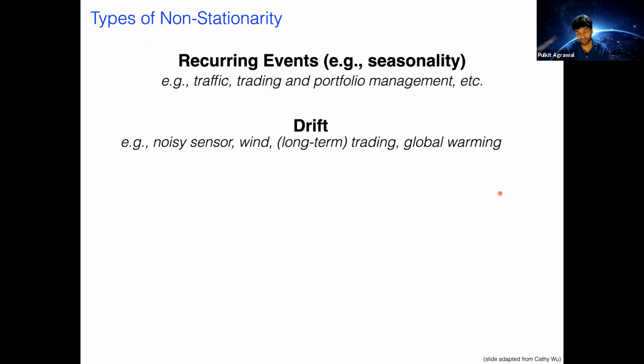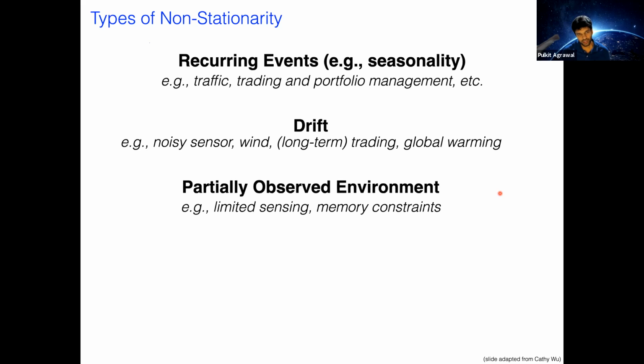Then there is a problem of drift. For example, my sensor could be noisy, so things are changing over time. Or if I'm developing algorithms for trading, we know that most indices end up increasing in value. So there's a drift which is happening in those indices. Then the environment might appear non-stationary because we can only observe a small subset of the environment. So this could be because our sensing is limited. Right? For example, as a human, we cannot observe everything. We can only observe things which are in front of our eyes. Or, the agent might have some kind of memory constraints so it cannot accumulate information over time.